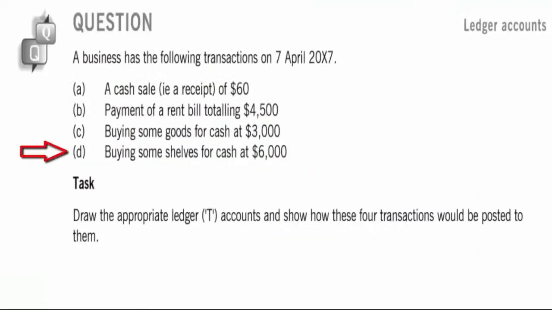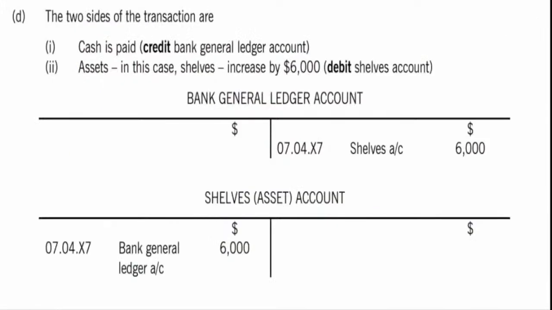Transaction D, buying shelves for cash at $6,000. The business buys shelves for $6,000. Here's what happens. 1. Cash, an asset, decreases because $6,000 is paid. This is recorded as a credit in the bank general ledger account. 2. Shelves, an asset, increase because the business now owns new shelves. This is recorded as a debit in the shelves account.